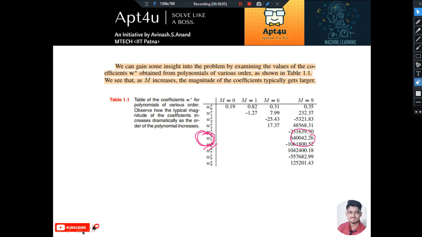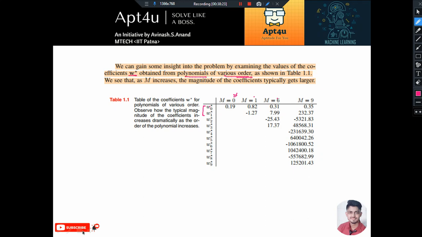So we can see, this is m equal to 0, you will have 1 coefficient; m equal to 1 you will have 2 coefficients; m equal to 6 you will have 4 coefficients. So we can gain some insights into the problem by examining the value of the coefficients w star obtained from polynomials of various order, right?